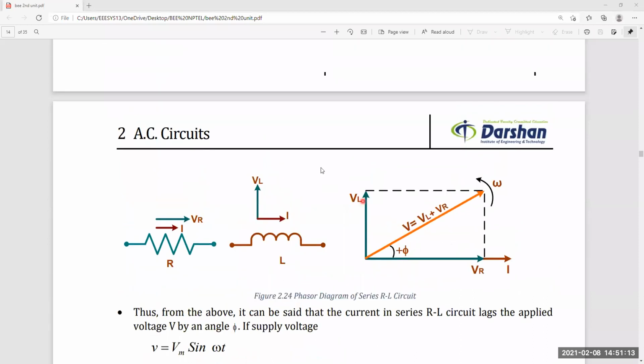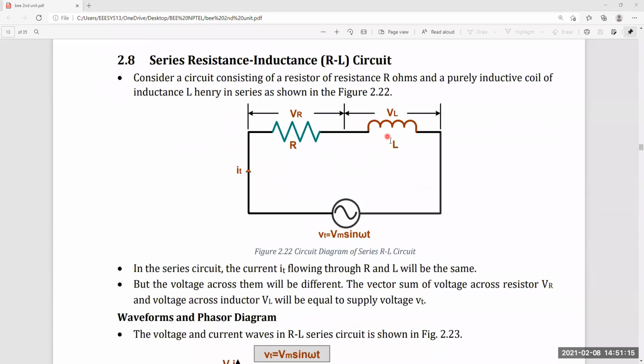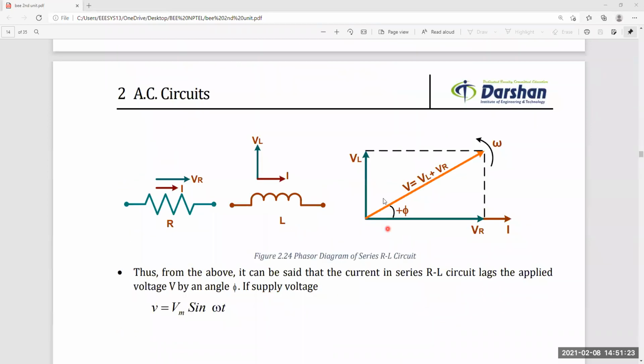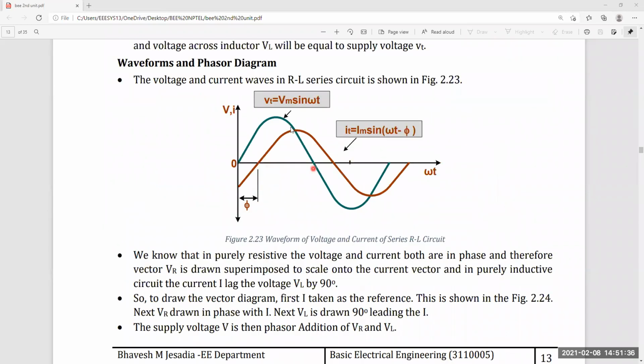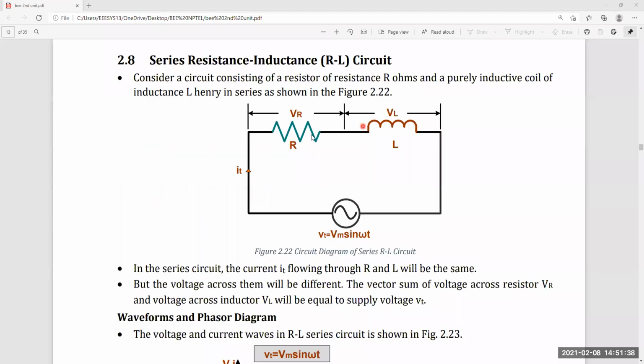Then what is the voltage across the inductor, VL? Across the inductor, voltage leads the current by 90 degrees. So that's why VL. For a pure inductor, voltage leads the current by 90 degrees. Current here, voltage here. The angle between voltage and current is 90 degrees. And then what is the total voltage?